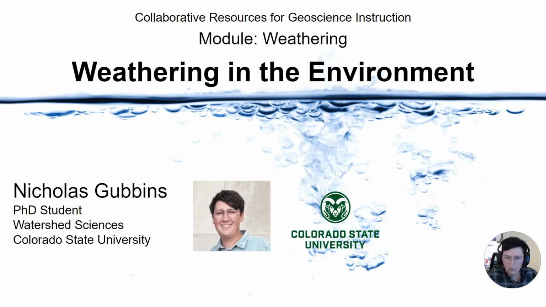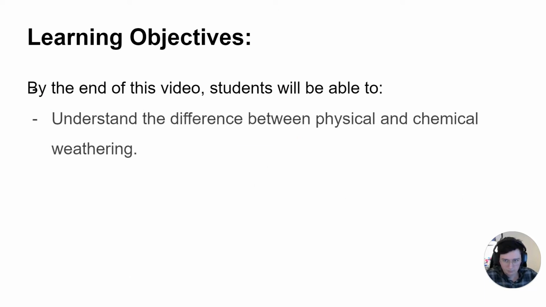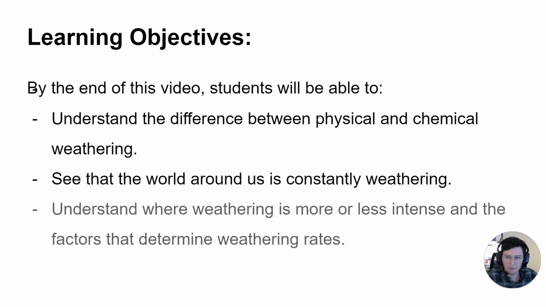So, the learning objectives for this video, by the end of it, students will be able to understand the difference between physical and chemical weathering, see that the world around us is constantly weathering, and understand where weathering is more or less intense, and then the factors that underlie that.